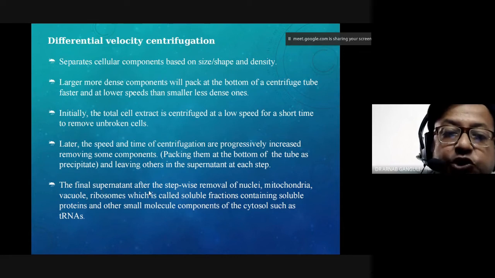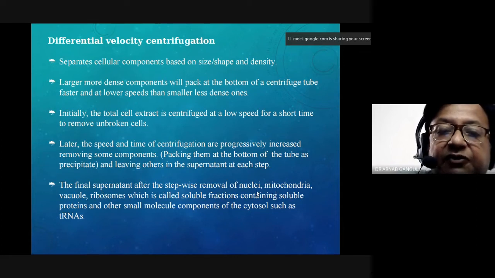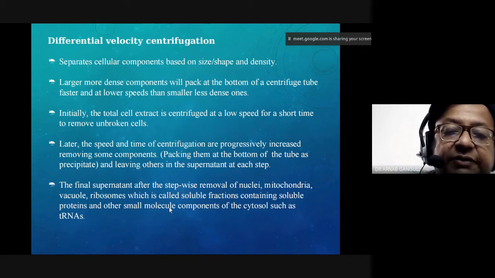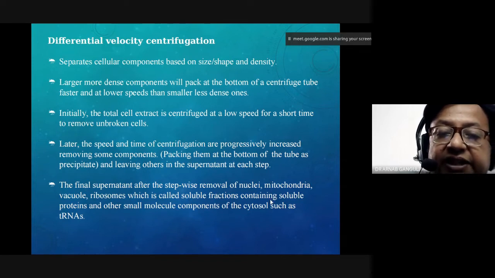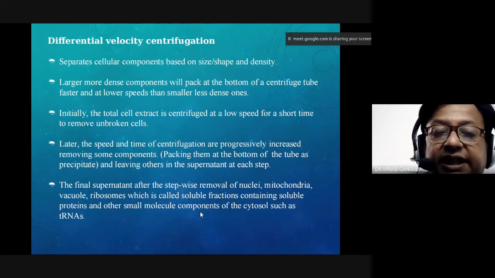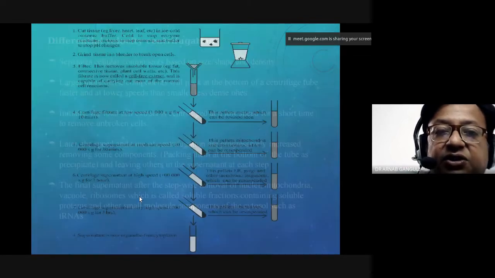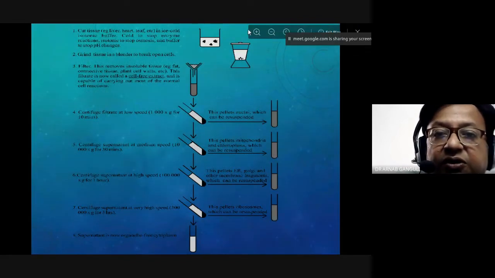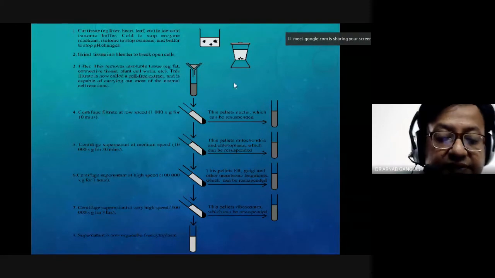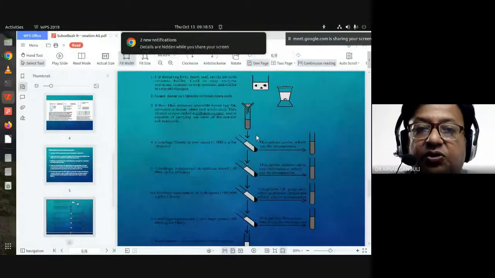So the final supernatant after stepwise removal of nuclei, mitochondria, vacuole, ribosomes is called the soluble fraction. It contains soluble proteins and other small components of the cytosol such as tRNA. Let's see how they do it. Let me try to make this a bit bigger.